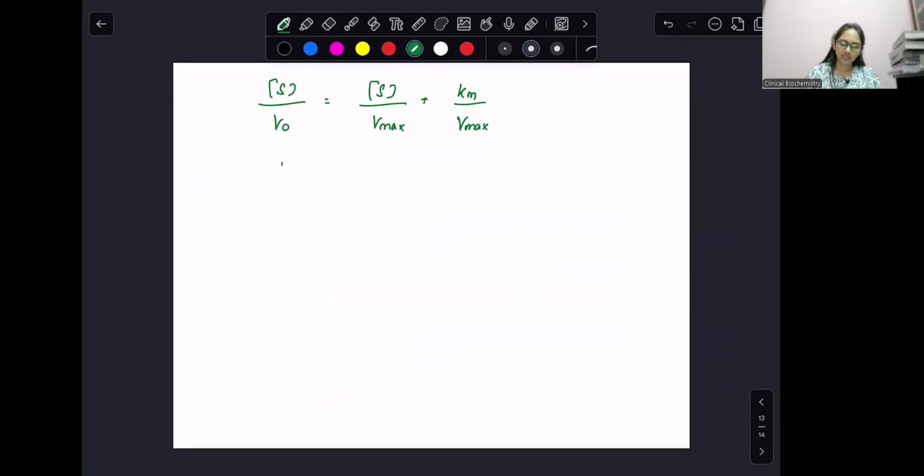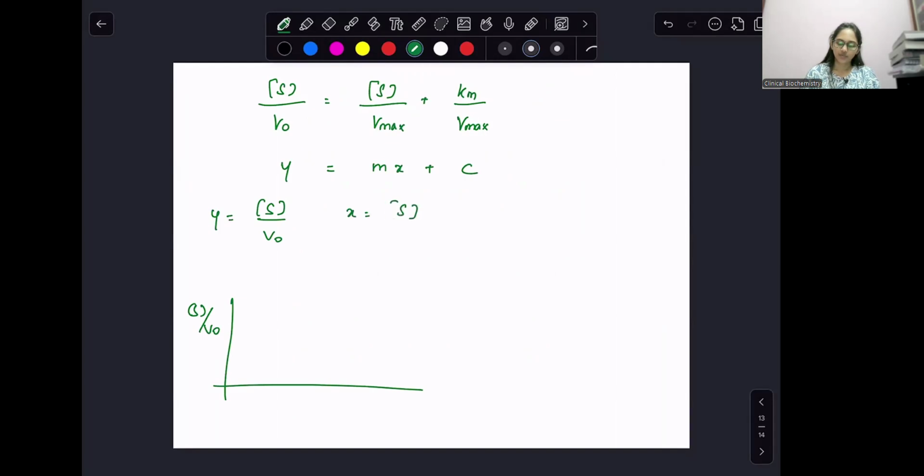Now this looks like y is equal to mx plus c for me. So y is equal to S by V0. So what is along the y-axis? S by V0 along the y-axis. Now x is equal to S for me. So x is substrate concentration, right? M is the 1 by Vmax for me. So in the equation, the slope is going to be 1 by Vmax, right? C is Km by Vmax.